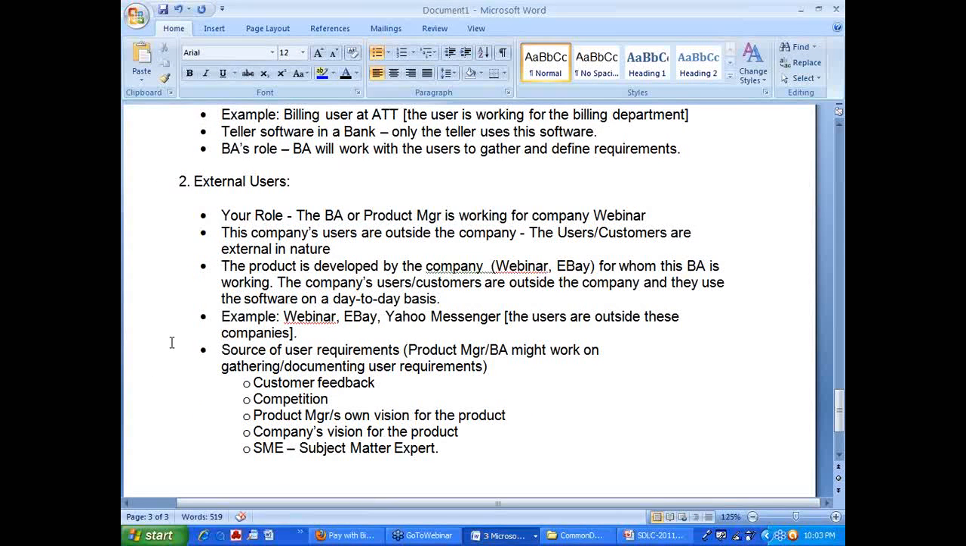Where are the users? Let's say from a webinar perspective, where are the users? The users are outside the company. Think about it, we are all outside, we don't work for the webinar company. Whereas in the previous case, internal users, the billing users, were working at AT&T. The tellers work for Bank of America, whereas here users are outside the company. Who developed the product? Software engineers. They all work for mostly the webinar company.